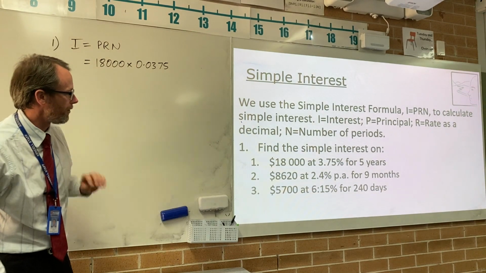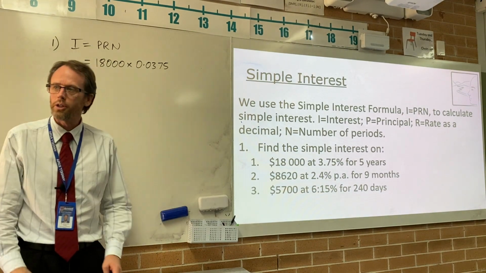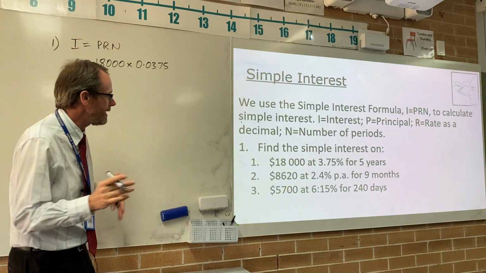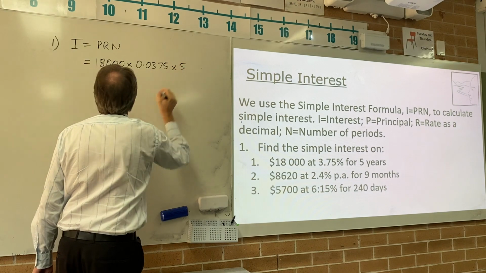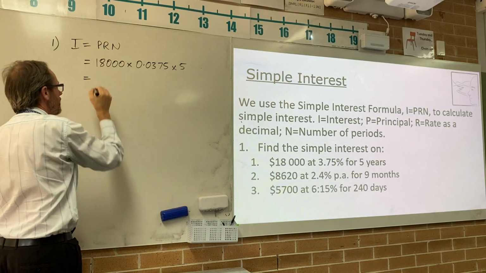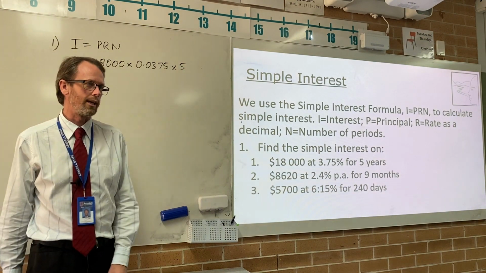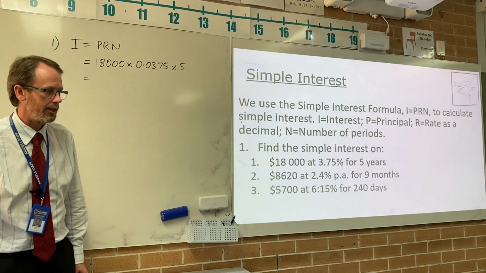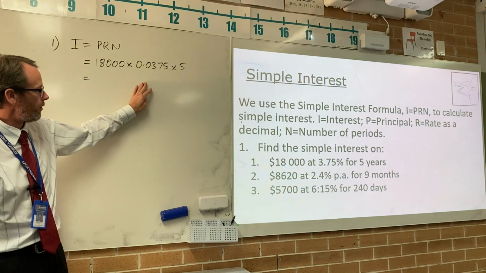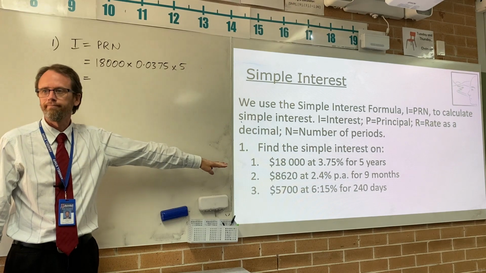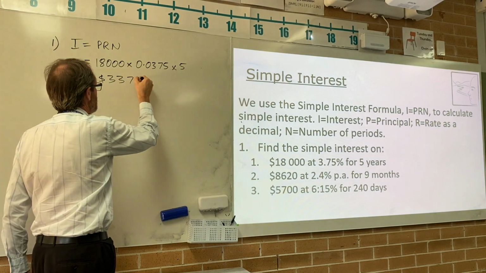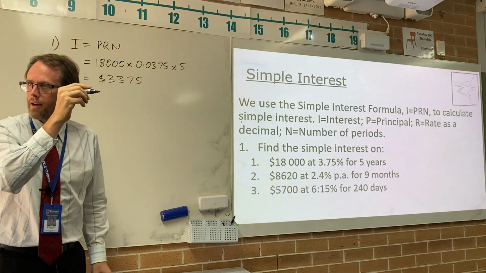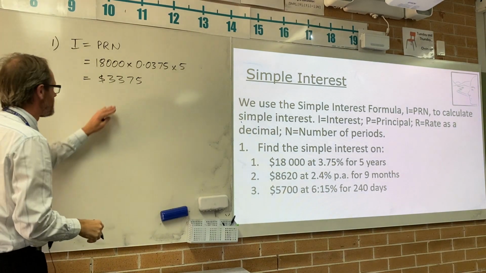And it says for 5 years. Now I'm assuming in the question that it's per annum, per year. That's what the PA stands for on the next one. So then we just do it times 5. Can I have somebody please type that into their calculator and tell us the answer for what the simple interest is? 375. That sounds better.